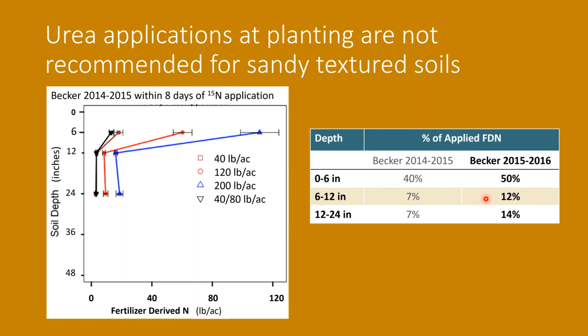Now, when we came back and took more soil measurements later at the 8-leaf development stage, there's only 33% of the fertilizer-derived nitrogen still remaining in the soil. And so this result reemphasizes why pre-plant applications of urea aren't recommended for these coarse textured soils. It just moves out of the soils too rapidly.